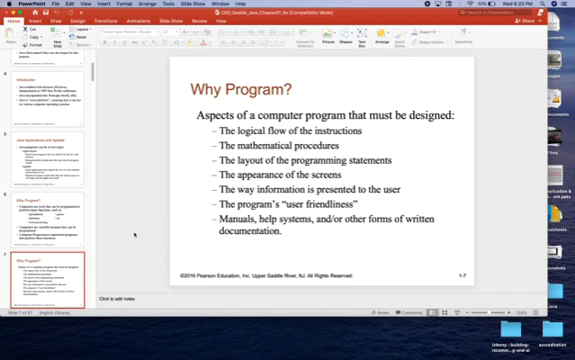Okay, so on the question, why program? As part of a computer program, you must design the logical flow of the instructions and the mathematical procedures. When you have a challenge that you need to resolve, that is when a software is supposed to be developed. Every software is looking at a problem that it must solve. Therefore, the logical flow of how the instructions you are going to write will go is very important. That is what you will be calling an algorithm.